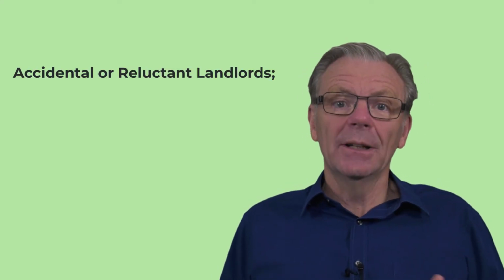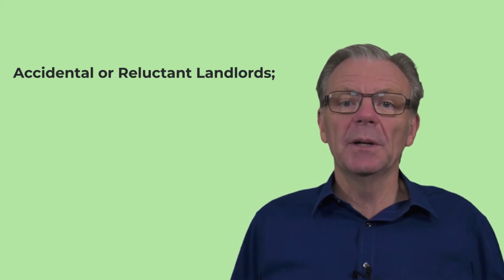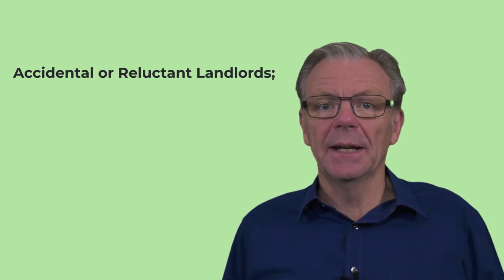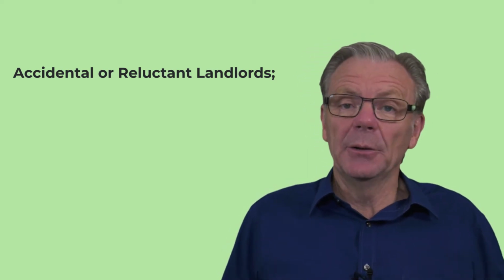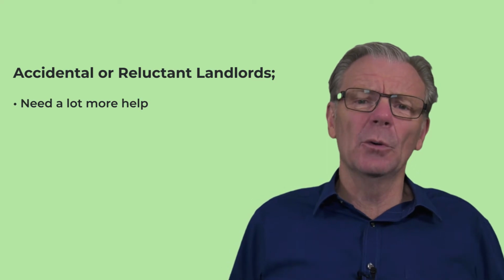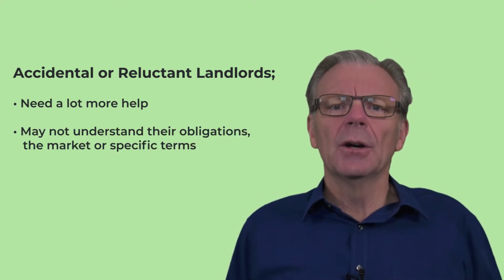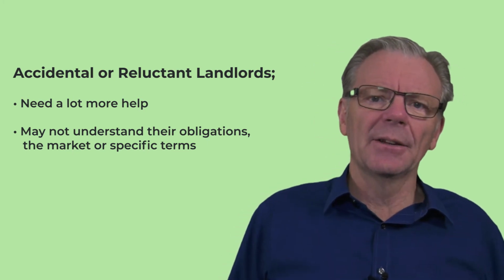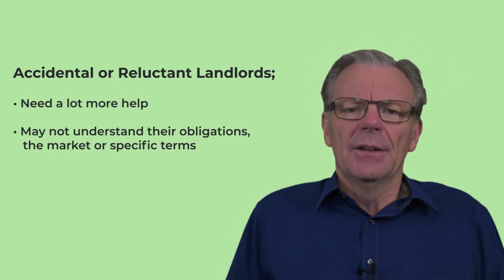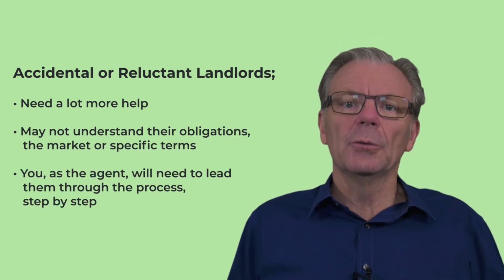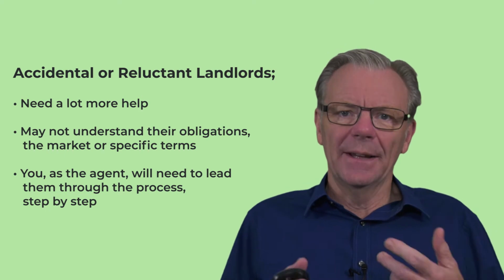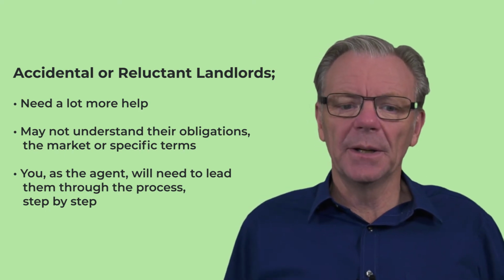Now, you will have different types of landlord. The two main types of landlords will be accidental or reluctant landlords. And you'll know what I mean by those two. They've inherited a property, they've acquired a property, they were never intending to be a landlord, but they've actually ended up being a landlord. They need a lot more help. They won't understand what the rental market's about, they won't understand their obligations, they won't understand the terms that are used in the rentals market. So you have to lead them through by the hand to make sure that they get to the right position that they need to be in.